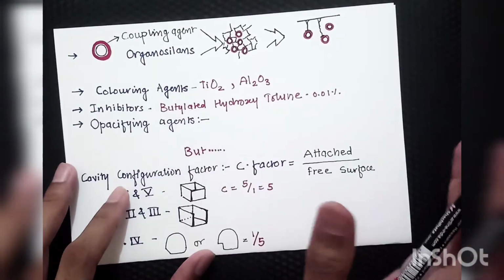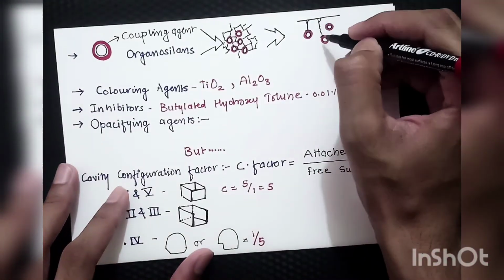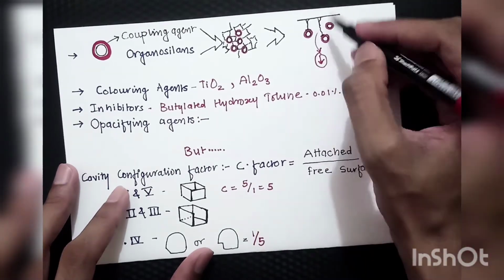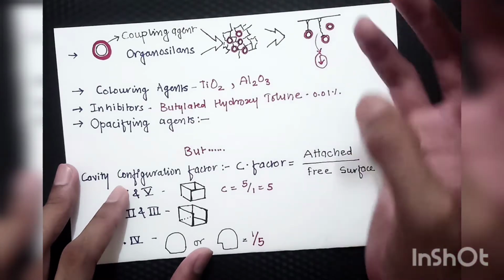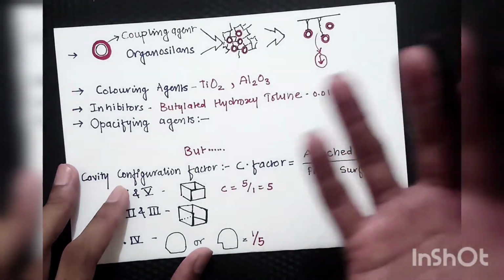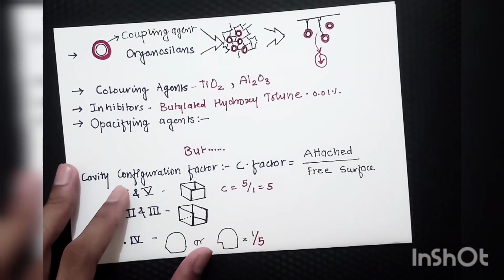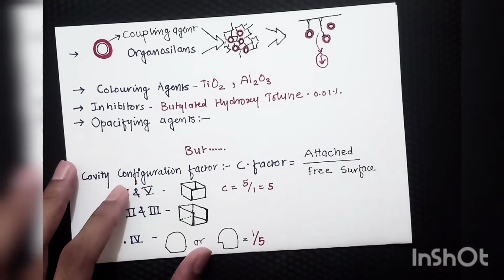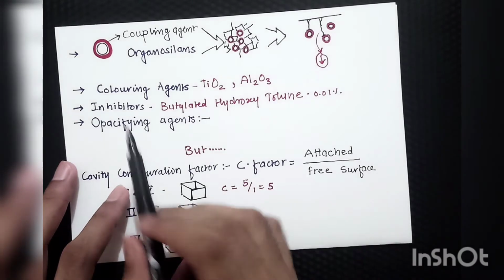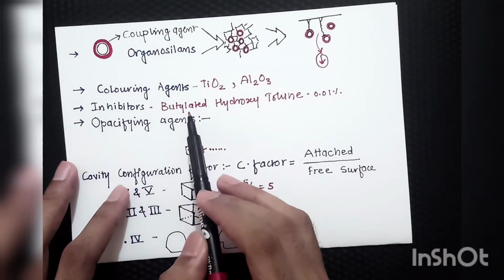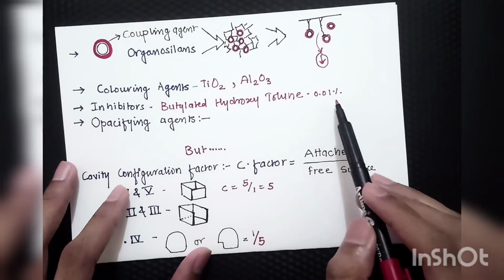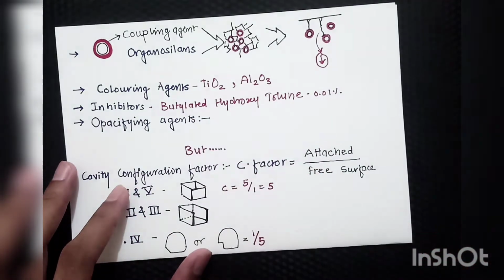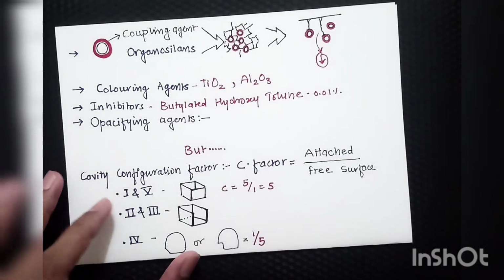These are organosilanes, so they will reduce the crack propagation. They will provide strength, plus they will increase the flexibility of the resin, that is composite resin. These are the basic components of the composite resin. Along with that we include inhibitors, that is butylated hydroxytoluene 0.01%. We add colors, that is titanium oxide and aluminum oxide. We add opacifying agents.